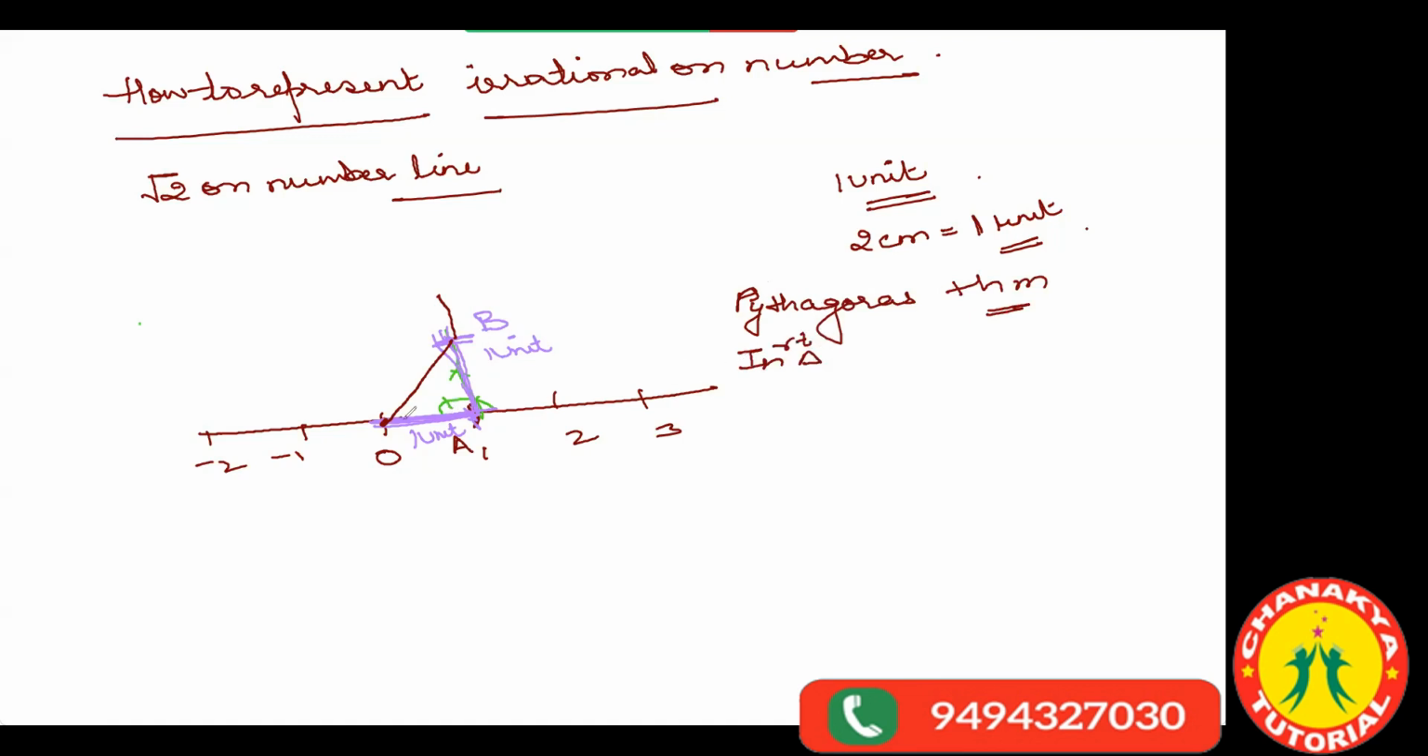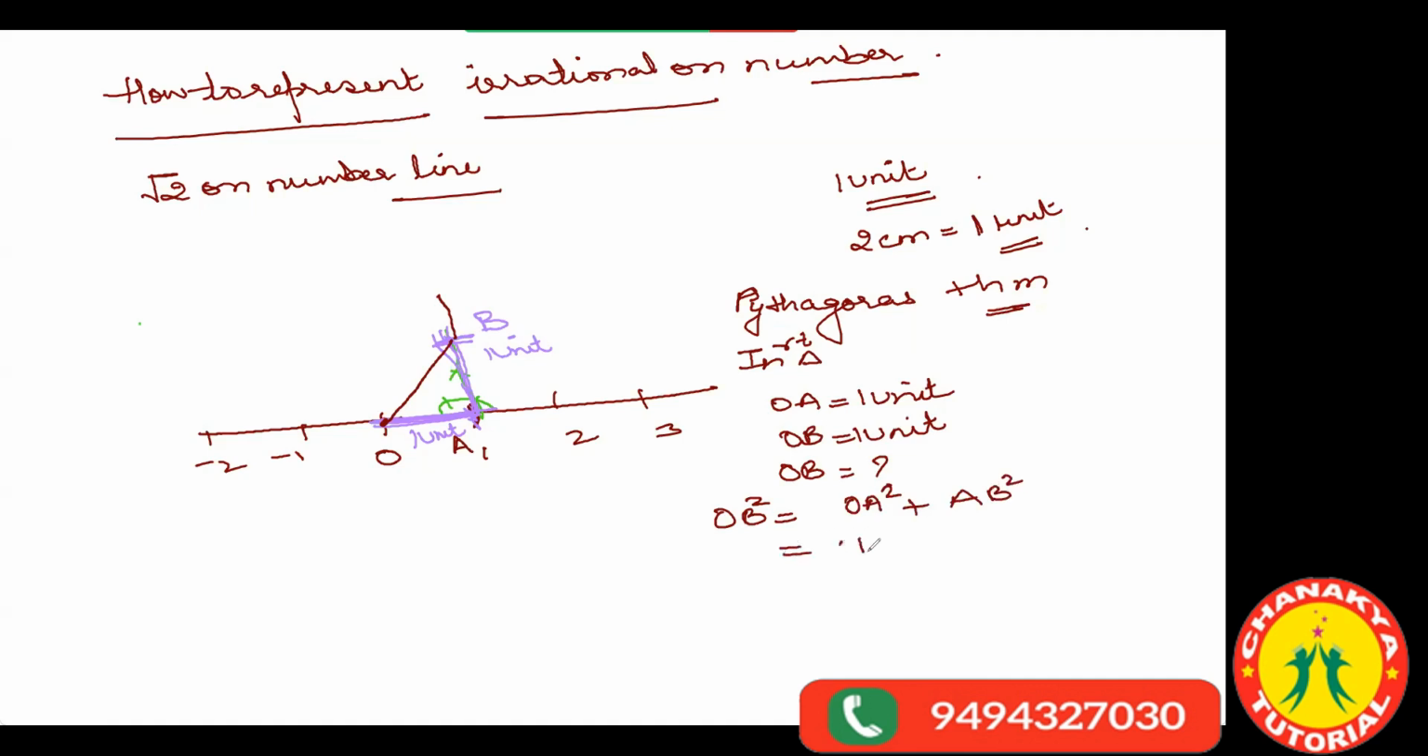right? So, here OB is your hypotenuse and OA is equal to 1 unit and AB is also equal to 1 unit, and OB you don't know how much it is. So, by Pythagoras theorem, we will calculate it. Hypotenuse square is equal to base square plus perpendicular square.